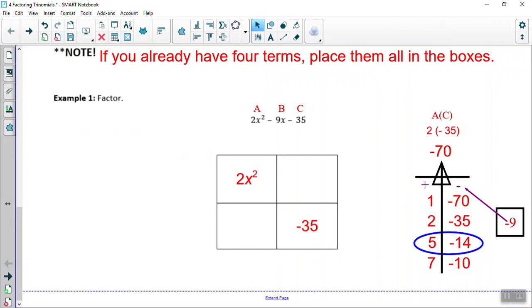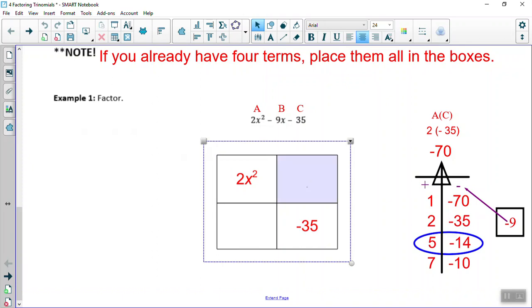All right, now I'm going to fill in these two, and that's going to come from these two here that I just circled. So it was the two numbers that multiplied to my A times C value and added to my B value. All right, so I got the 5 and the negative 14. When I do this, I have to include an x with them. So it doesn't matter which one I put where. I'm just going to put the negative 14 here, and I'm going to put my 5 here. Now, don't forget, we have to put the x with them. That's one piece I always kind of forget to do. So we do need that x.